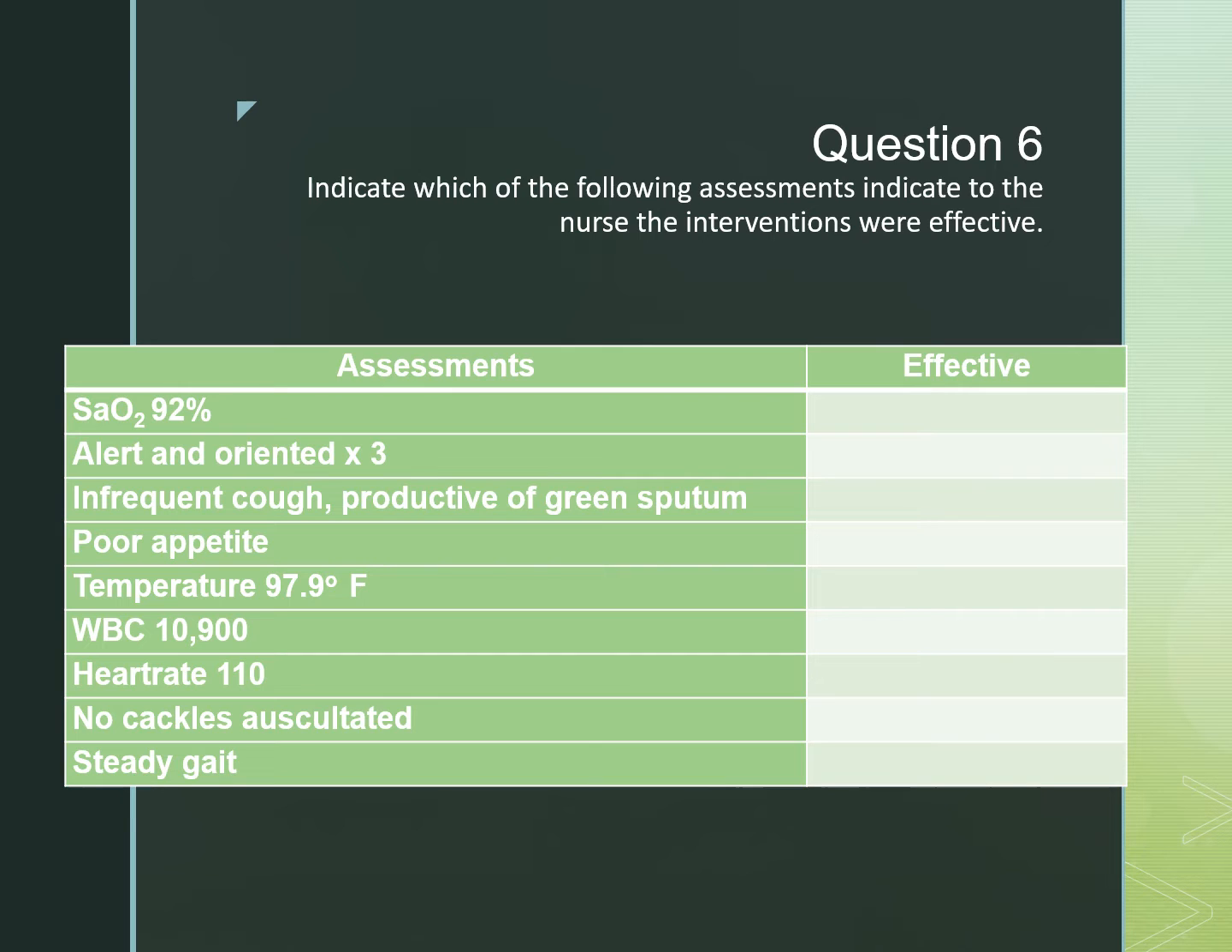Heart rate of 110. No, that's still too high. No crackles auscultated. Yes, most definitely shows an improvement. And how about steady gait? Yes, initially her assessment stated that she almost fell going to the bathroom the previous night. So she now has a steady gait. That is definitely an improvement.